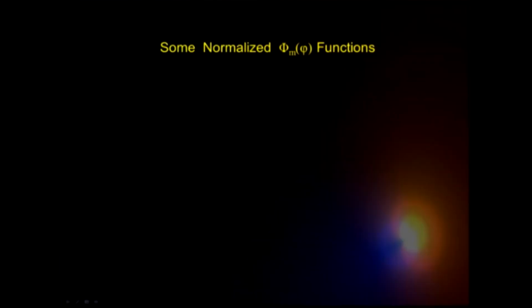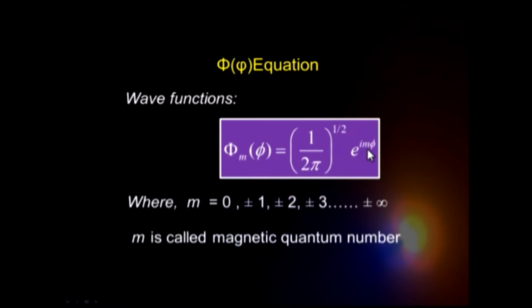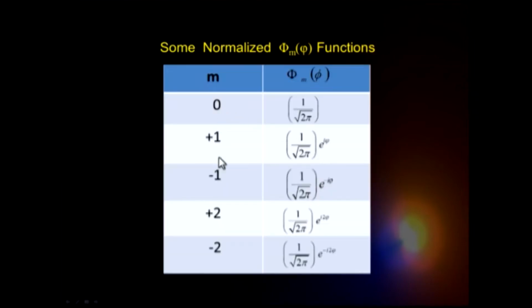These are just a small table which shows you that if I put, say, m equal to 0, I get this as a function, m equal to plus 1, and so on. Basically in this expression I am putting different values of m and getting a series of functions. Each one of them is a solution to the phi equation which I got in the process of separation of variables for the wave equation for the hydrogen atom.